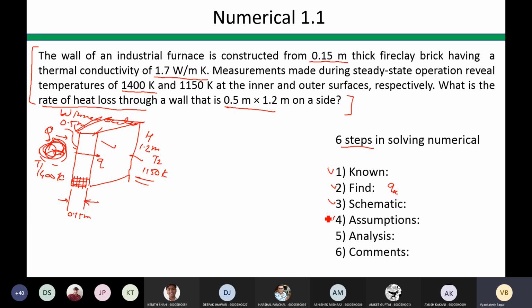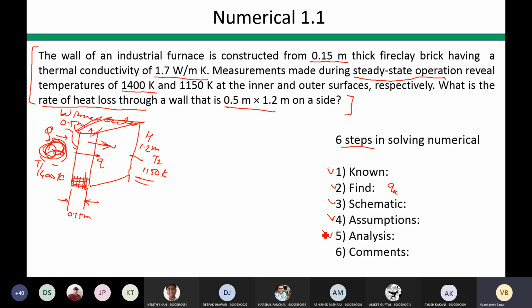The next step is the assumptions. If you are making any assumption, for example, you may consider that there is only one dimensional heat conduction taking place through this wall. Means heat is transferred only in this direction, not in any other direction like this. It is transferred in only one direction. So this is the assumption you may note down if required. They have also said that it is steady state operation, its temperatures are stable after some duration of time. So steady state is reached, right?